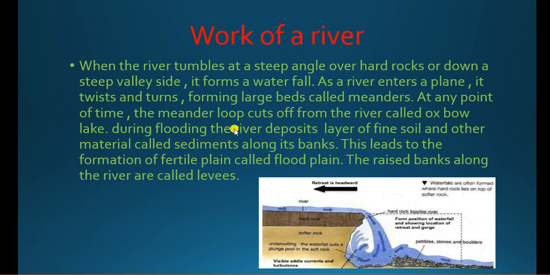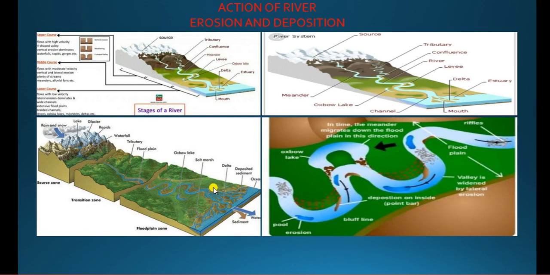During flooding, the river deposits layers of fine soil and other material called sediments along its banks. This leads to the formation of a fertile plain called floodplain. The raised banks of rocks along the river are called levees. Now, in this picture, we will clearly understand how a river works.